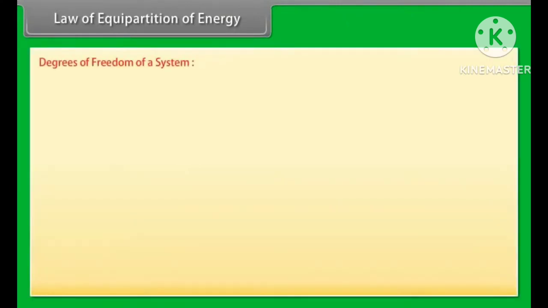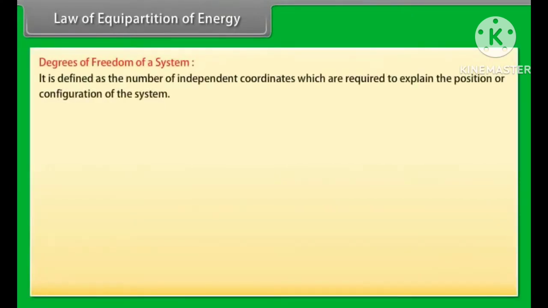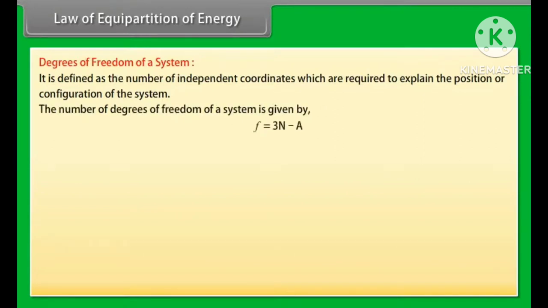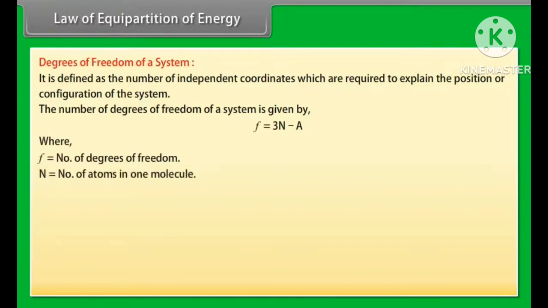Degree of freedom of a system. It is defined as the number of independent coordinates which are required to explain the position or configuration of the system. The number of degrees of freedom of a system is given by f equals 3n minus a, where f is the number of degrees of freedom, n is the number of atoms in one molecule, and a is the number of independent relations between the atoms of one molecule.